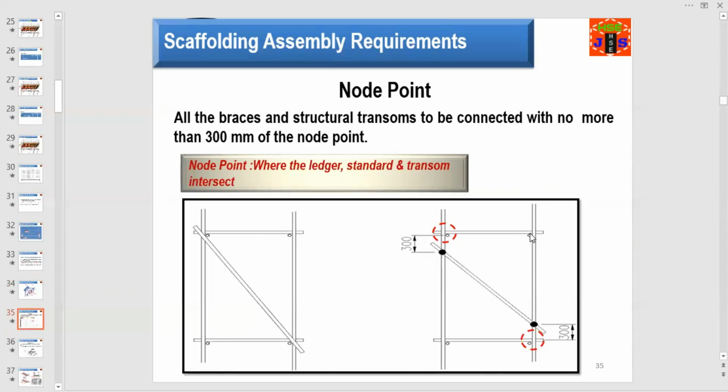All the braces and structural transoms to be connected with no more than 300 mm of the node point. Node point is where the ledger, standard and transom intersect. This is node point, marked with circle, highlighted with red color.